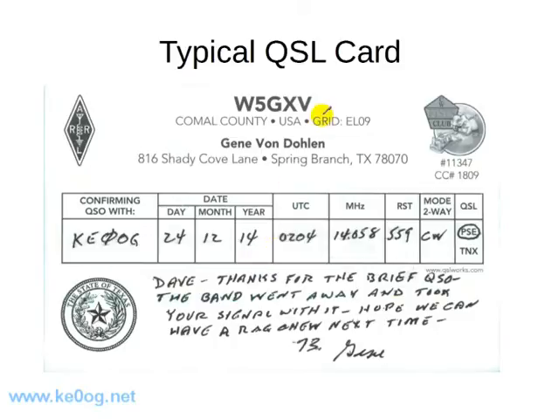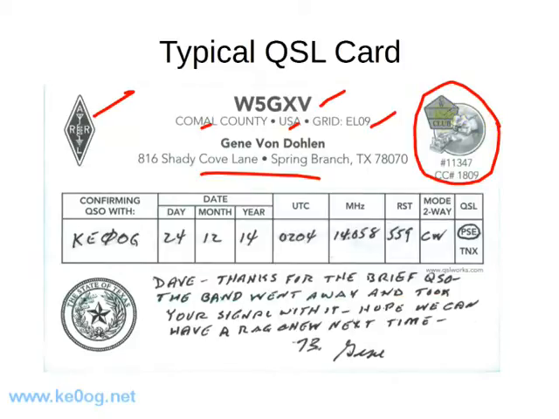A typical QSL card might look like this. We see the call sign, the county. There are county hunting awards, the DXCC entity, the grid square, member of the ARRL, the actual physical address. This particular fellow is very proud of being part of the CW club called Fists, and it's got a number for that also. Also, he's very proud of being in the state of Texas, so he's got the state logo for that.